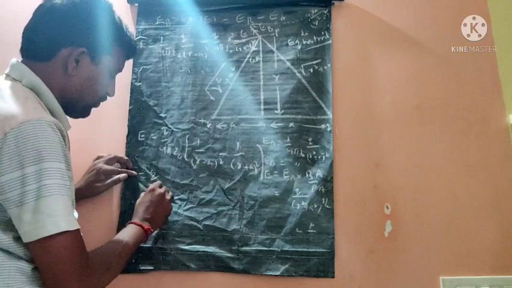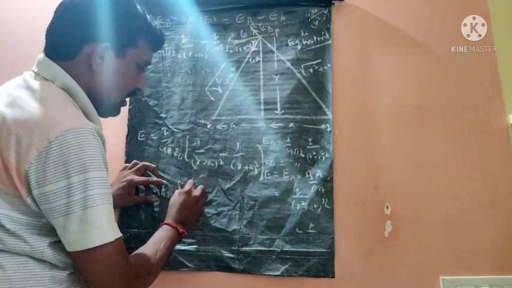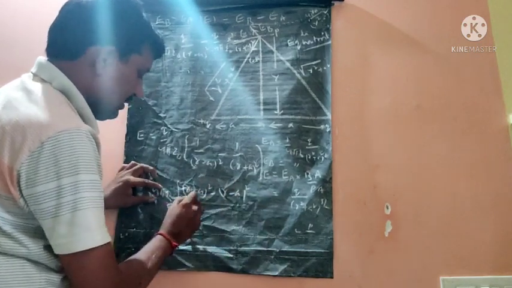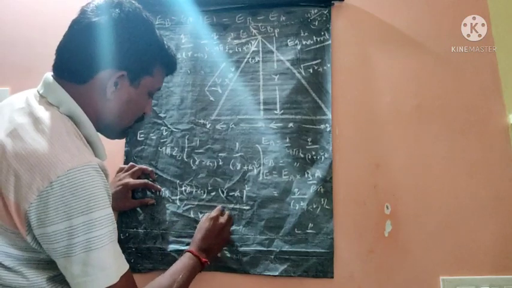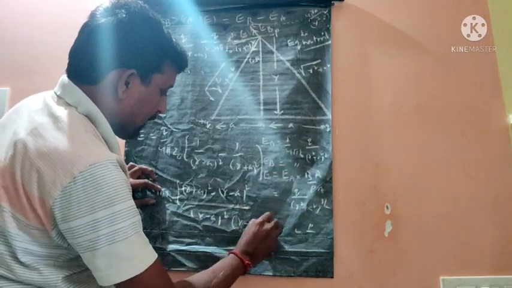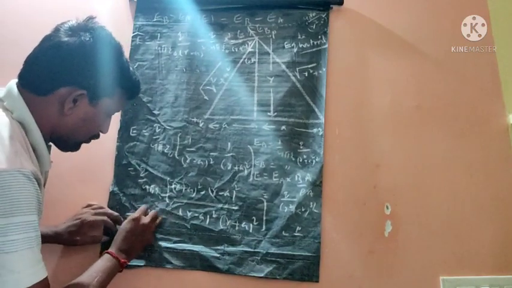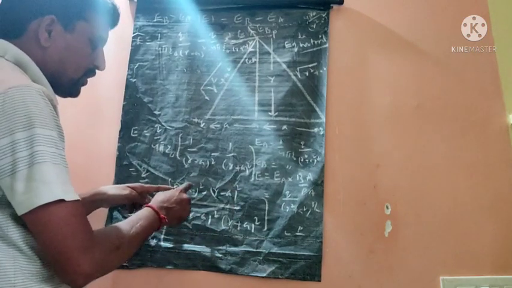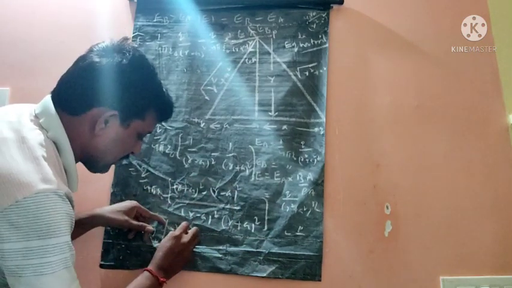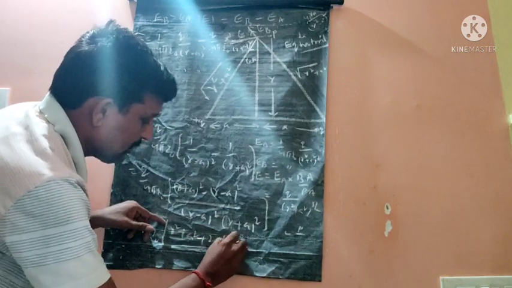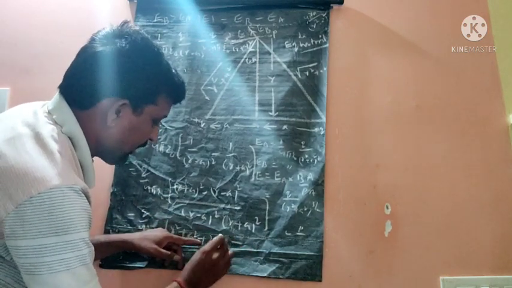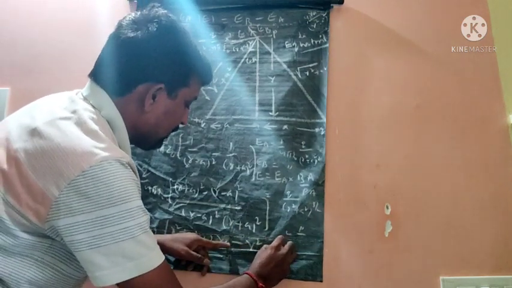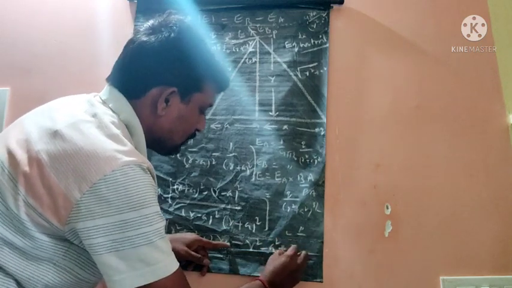So that is equal to q by 4 pi epsilon naught into r plus a whole square minus r minus a whole square, by r minus a whole square into r plus a whole square. Here, using a plus b whole square minus a minus b whole square: r square plus a square plus 2ra minus r square plus a square minus 2ra.